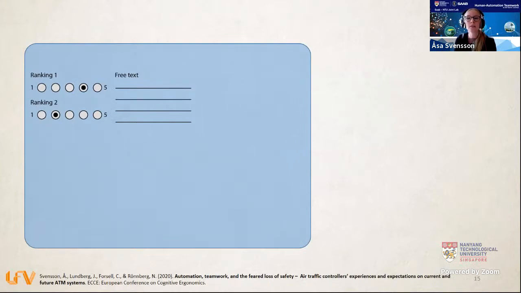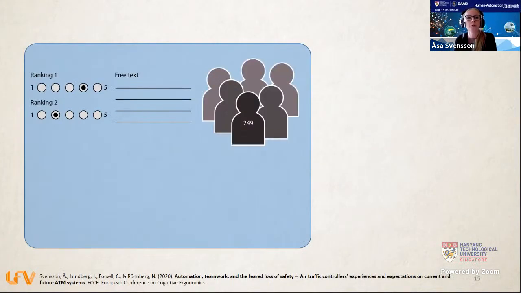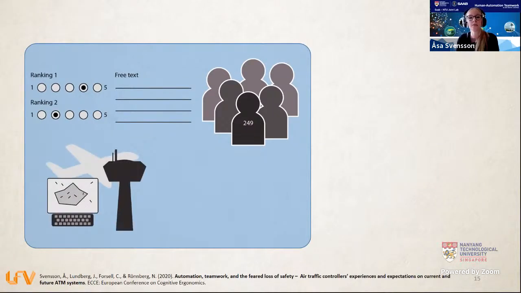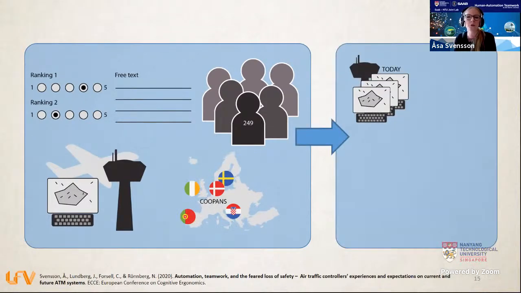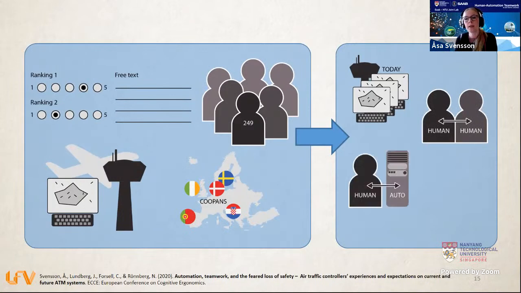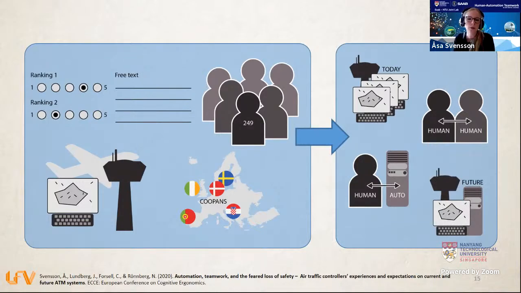An online questionnaire consisting of Likert scale and free text answers was administered to 249 operational air traffic controllers in all kinds of air traffic control environments from 6 different European countries. The questionnaire asked about questions like how controllers perceive current air traffic control systems, important factors for human-human teamwork, important factors for human automation teamwork, and what controllers expect for the future air traffic control systems. Free text answers, which were optional, were also included in the questionnaire, and they were analyzed for the paper as an overall thematic analysis, but I will not talk about them here. I will go through only the overall results.